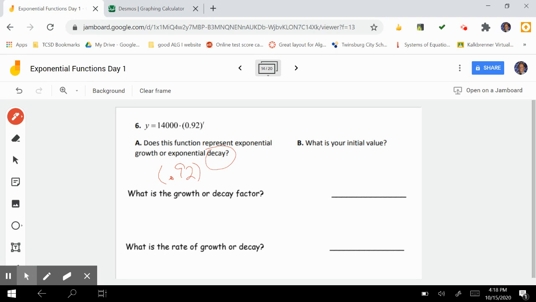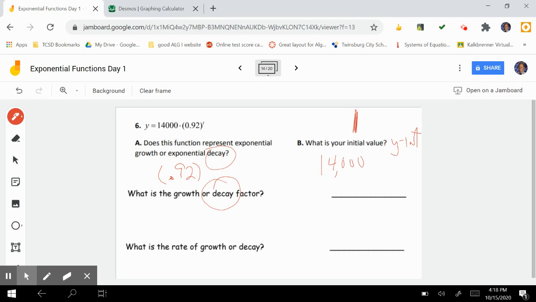All right. What's my initial value? Again, I'm going to reiterate the fact that this is the Y-intercept, where it crosses or touches the Y-axis. That's where X is 0. I can't overstate that. That's going to be 14,000.